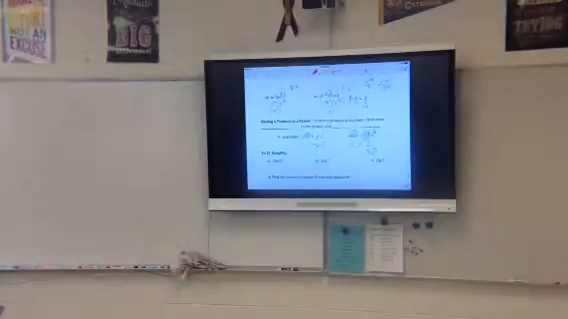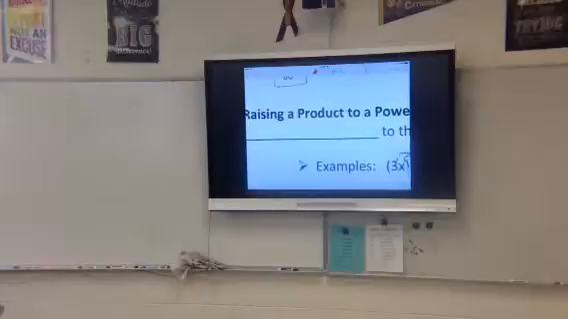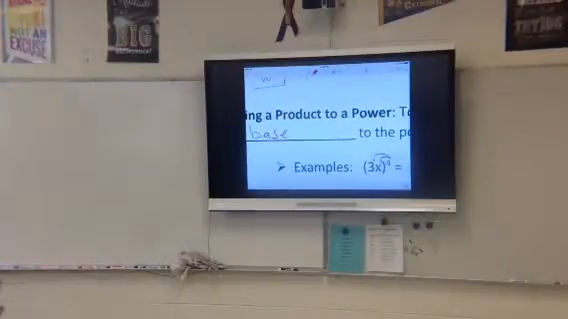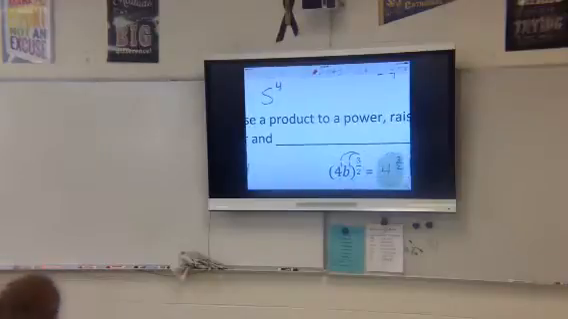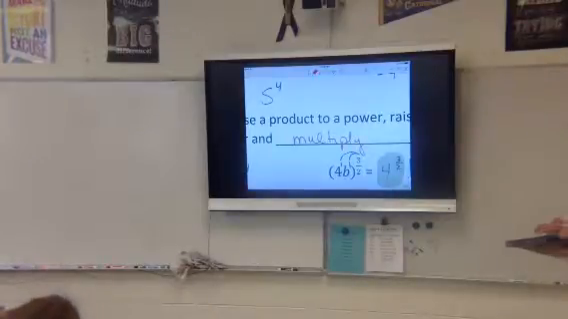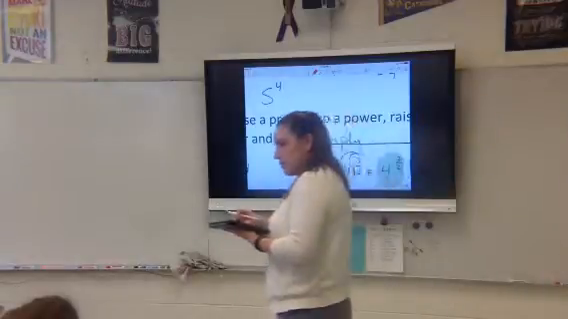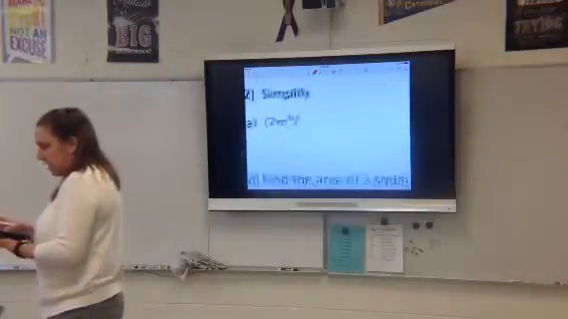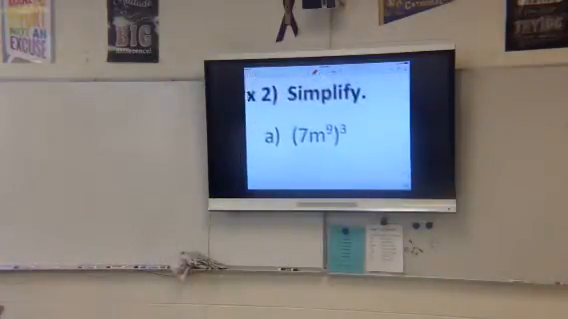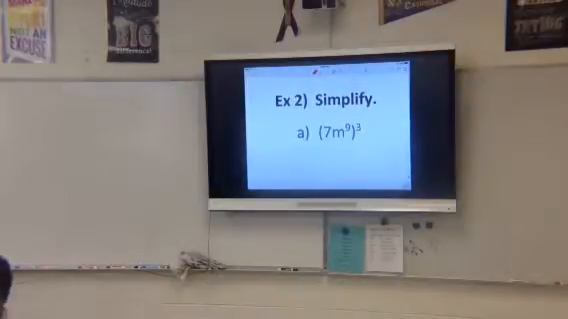So back up here for our rule here. To raise a product to a power, raise each base, so each individual part, each base to the power, and multiply. All right, so let's go down here. I want you to take a second and let's start with A. So 2A, go ahead and write down what you think the answer is.